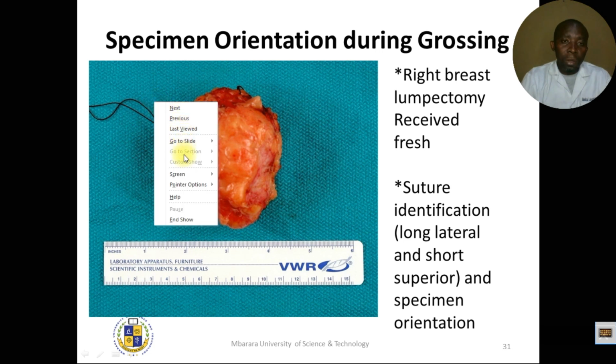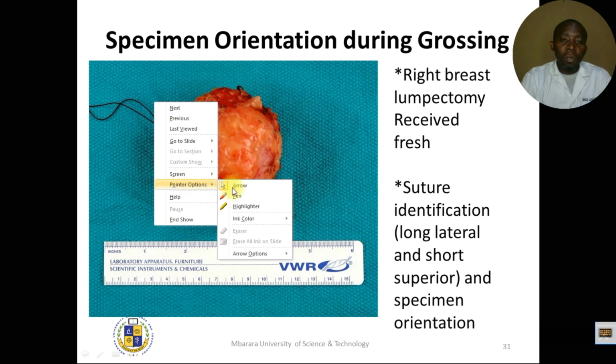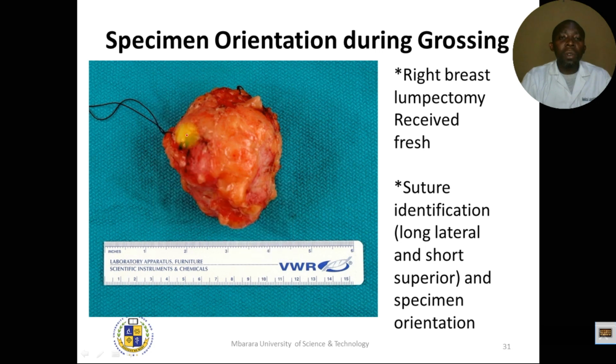That is the lateral side or the lateral margin of what we have. We have this suture here, and this is the long one. You can see it is very long. And what is it communicating to us? They are telling us, this one is the lateral, and then the short one is indicating to us the superior margin or the superior orientation of our tissue.